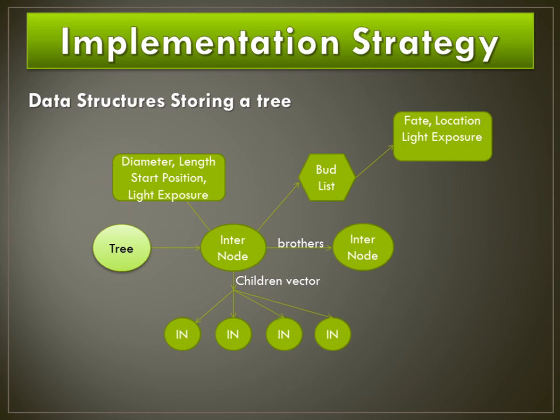This is the data structure that we use to represent the tree model. The internodes have one brother pointer and several children pointers. Each internode has attributes, diameter, length, light exposure, and a list for buds. Each bud has its own light exposure, fate, and locations.